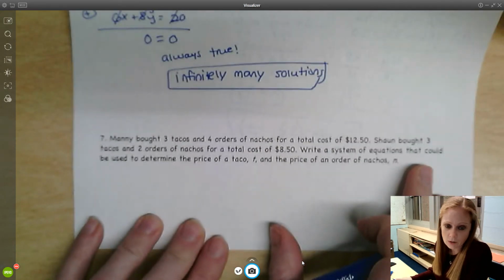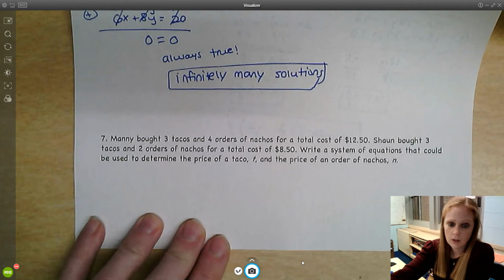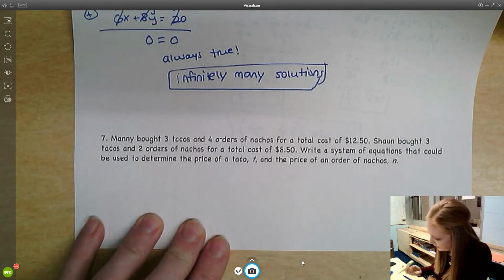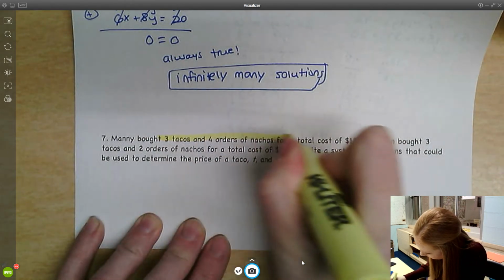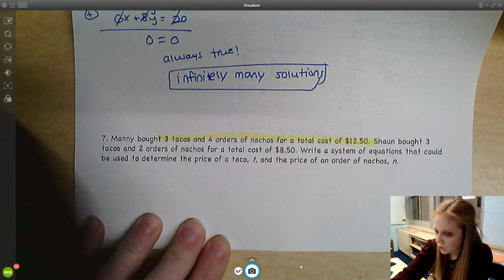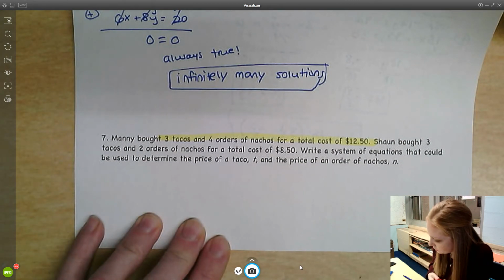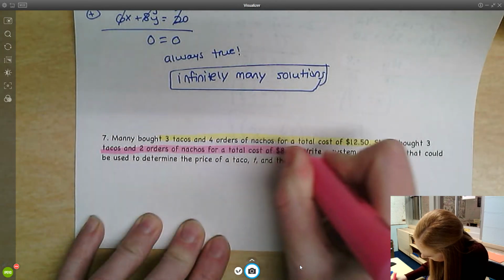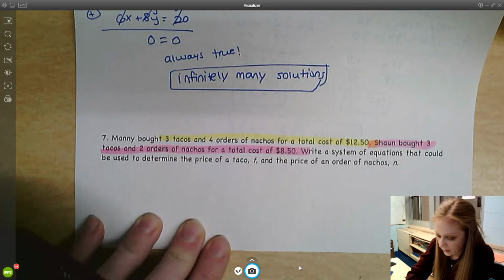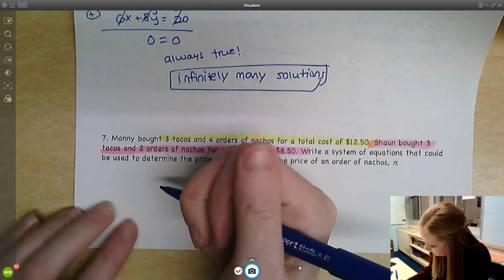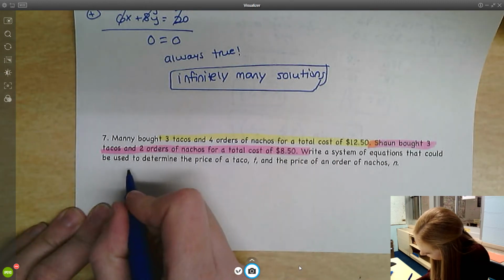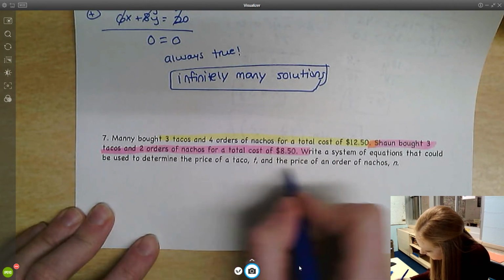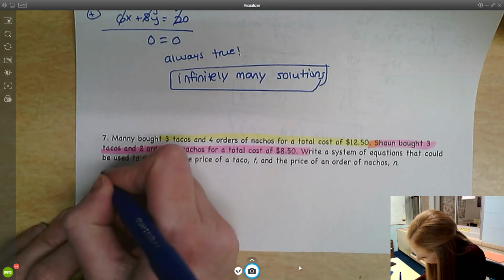Manny brought 3 tacos and 4 orders of nachos for a total cost of $12.50. So I'm going to highlight Manny's purchase in yellow. Sean bought 3 tacos and 2 orders of nachos for $8.50. Let's highlight his in pink. Let's write our legend. We're trying to write a system that can be used to determine the price of a taco and the price of an order of nachos.